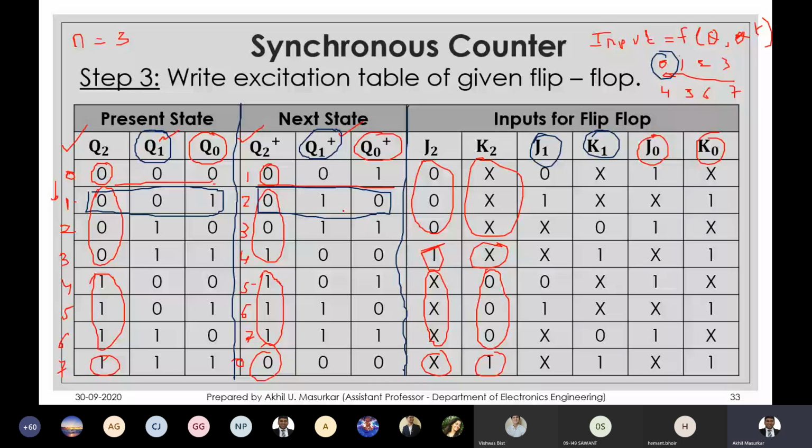So once you are done drawing this, step 3 is done. Understand and write. Keep the excitation table of the JK flip-flop, the previous one, in front of you. Okay, what about others?